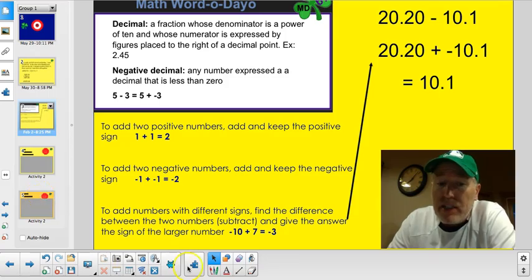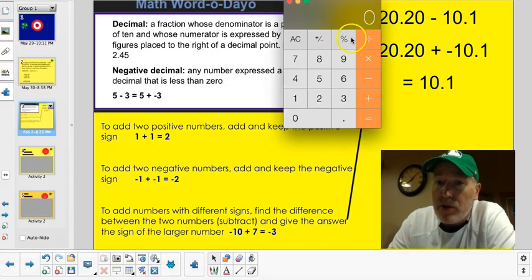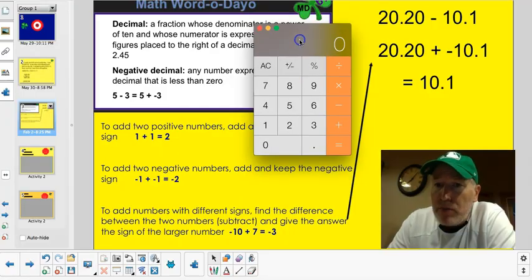10.1. Now, a lot of kids have said, well, how do you do this on a calculator? Tonight we're going to have to do it by hand, but I do think it's important that you know how to. Most of you have this simple 4-function calculator like this. And so to enter this problem, you just put 20.20, and we're going to add, we'll do this one here, 10.1, and then we'll just hit the negative key. There it is. Okay, I'll show you how to do this one here.